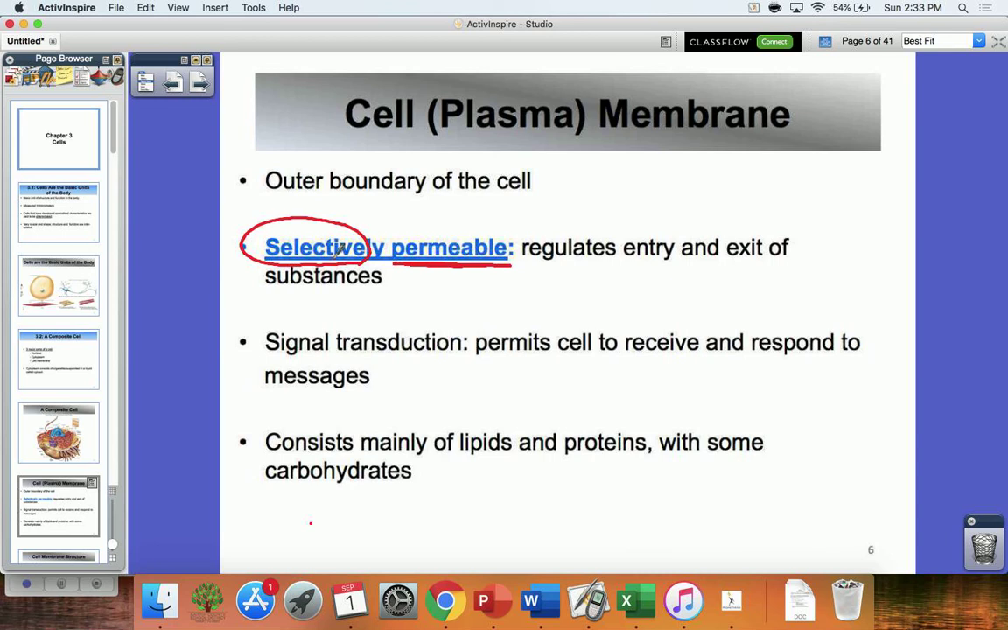And the cell membrane is not just a simple lipid bilayer, but this is the phospholipid bilayer that you may have seen before. So we have two layers of phospholipids. But it's not that simple where we have the phospholipids all the way around. We also have proteins and carbohydrates that are embedded into the cell membrane.